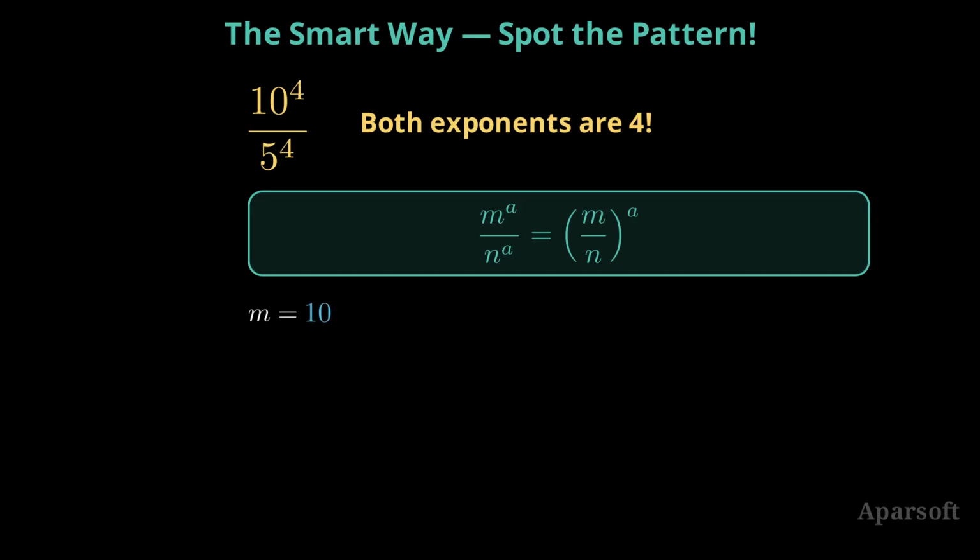In our problem, m is equal to 10, n is equal to 5, and a is equal to 4. So, our expression becomes 10 to the 4th over 5 to the 4th, which can be written as 10 over 5 all to the power 4. And 10 over 5 is just 2, so we get 2 to the 4th. Same answer, much faster.